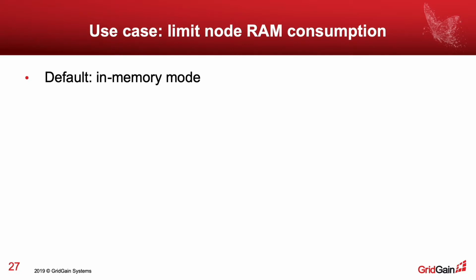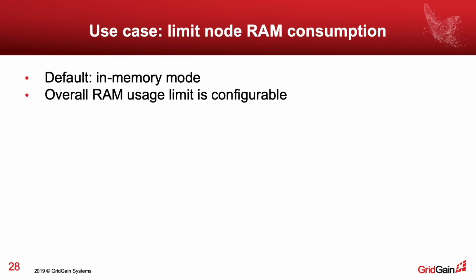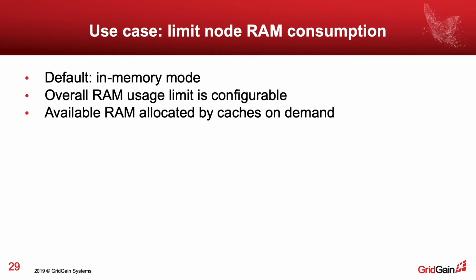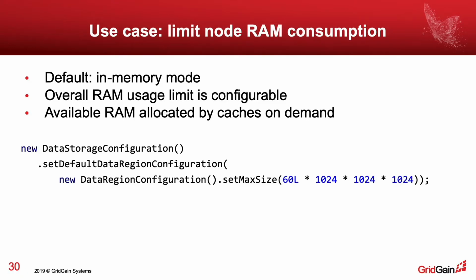First of all, let's start with the classical in-memory mode, and I'll tell you how to limit your memory usage. We can configure an overall RAM limit, and this amount of memory will be allocated by your data, by your caches that you use on demand. There's a bean called data storage configuration in Apache Ignite, and what you may do is configure the maximum size for your default data region.